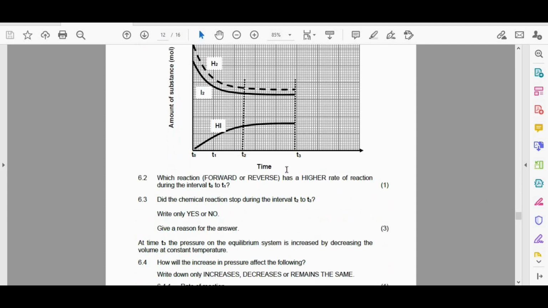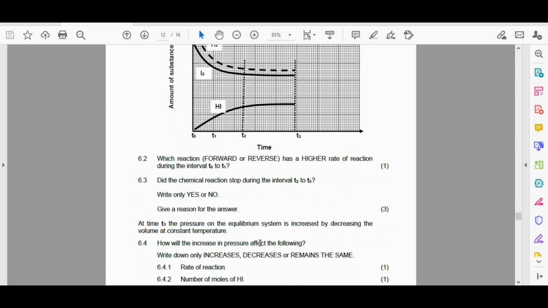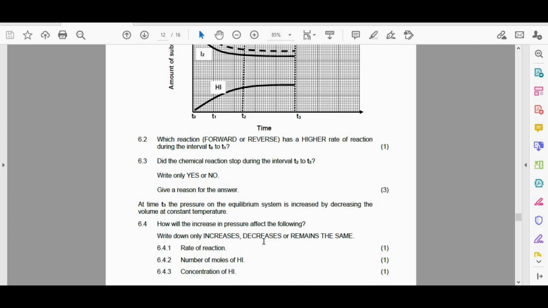At time interval 3, so at T3, the pressure on the equilibrium system is increased by decreasing the volume at constant temperature. 6.4 says, now how will the increase in pressure affect the following? Write down increase, decreases, or remains the same. For 6.4.1, how will the increase in pressure as a result of decreasing the volume affect the rate of the reaction? Answers, please.